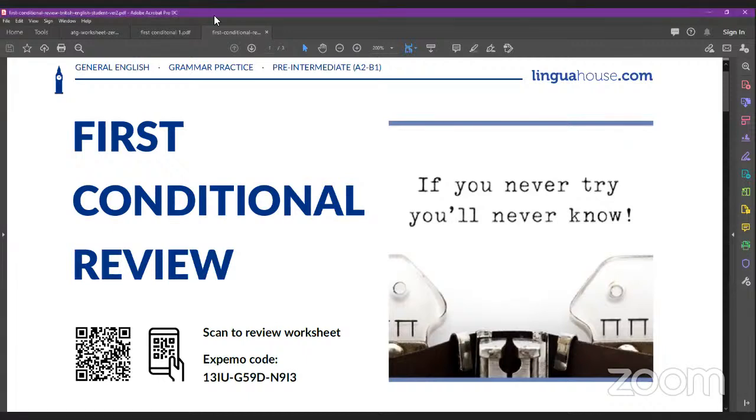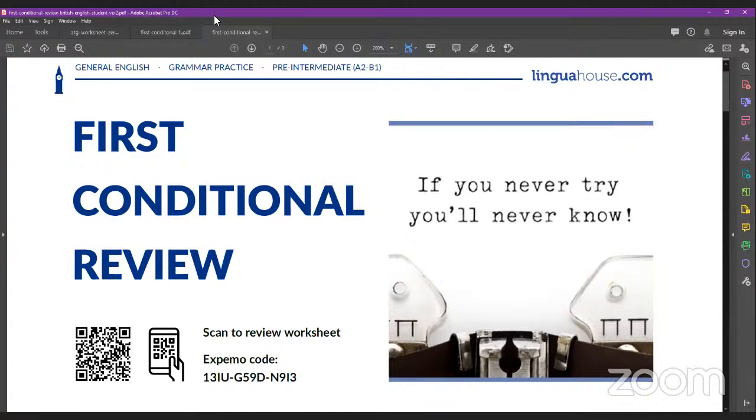This is a new worksheet to practice the first conditional. Now, guys, I want you to focus on the picture, the image. We have a message. I want you to read the message, please. If you never tried, you'll never know. This is the first conditional form.